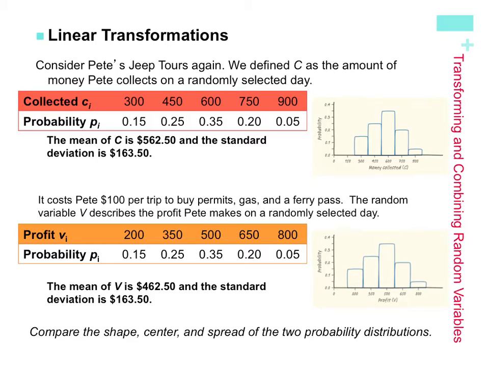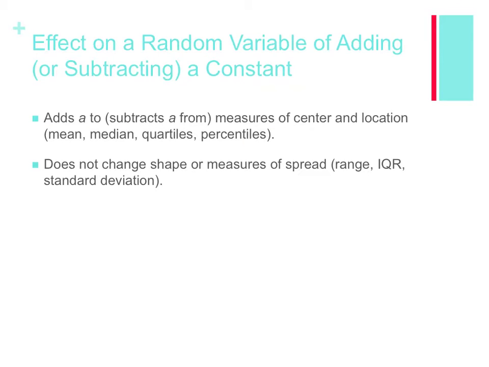Your standard deviation, however, as you go through the whole thing, will not change, okay? So your standard deviation, regardless of subtracting or adding, is going to stay. It does not change. So you can go ahead and do it. So 200 minus your 462.50 squared times your 0.15, add it to each one of the next, and you will end up with 163.50. It does not change. So when you add A or subtract A, it changes measures of center and location, but it does not change the shape and it does not change the measure of the spread.